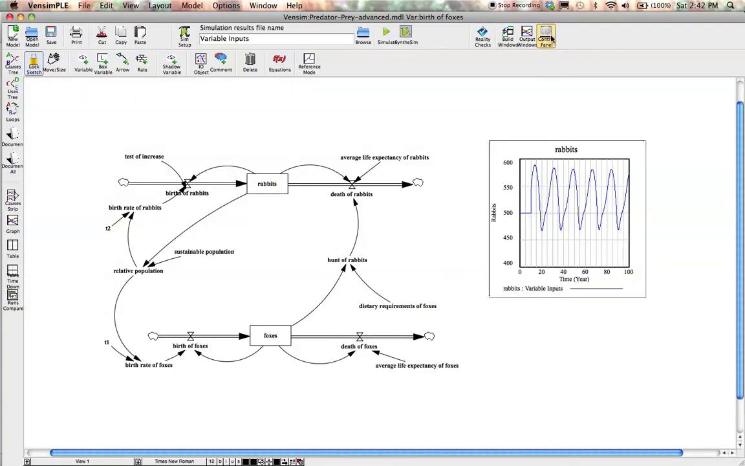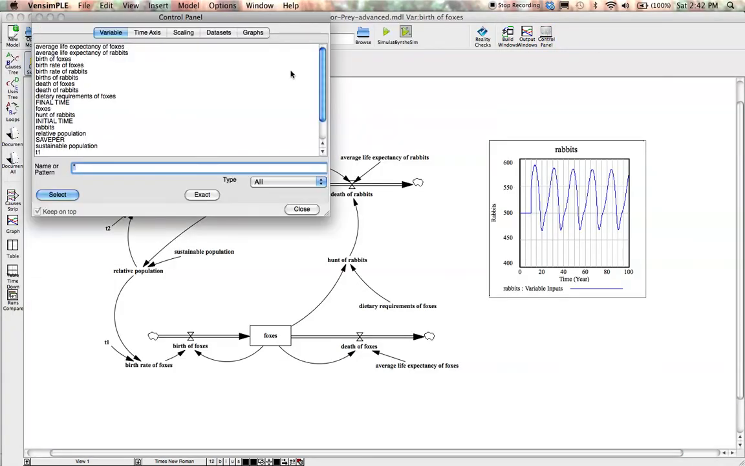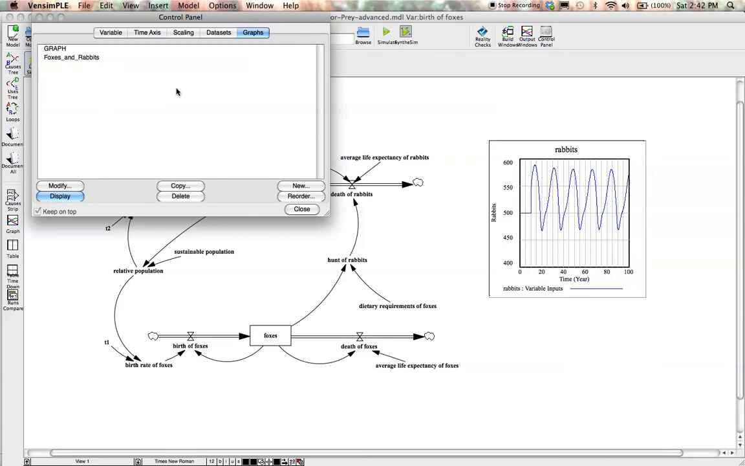But let me go to the Control Panel and just see how you can define graphs. You have all these variables here. You can define graphs, and I defined a graph that's called foxes and rabbits, and this is the same graph that was defined in the previous one, but I want to show you how it looks.